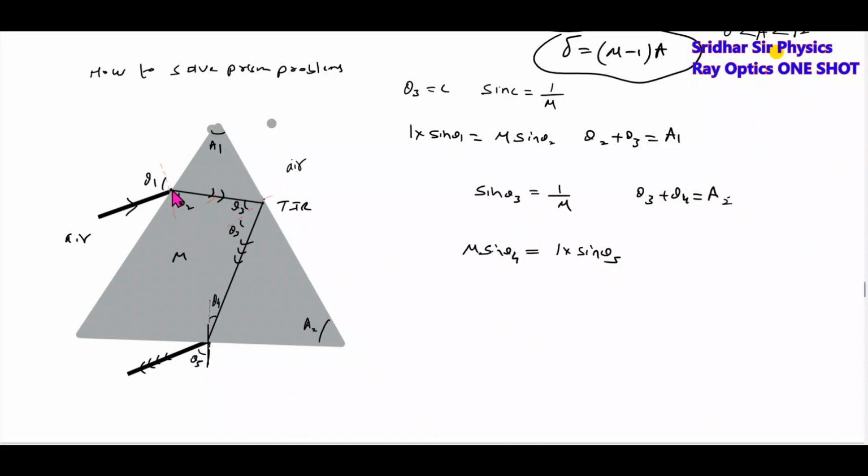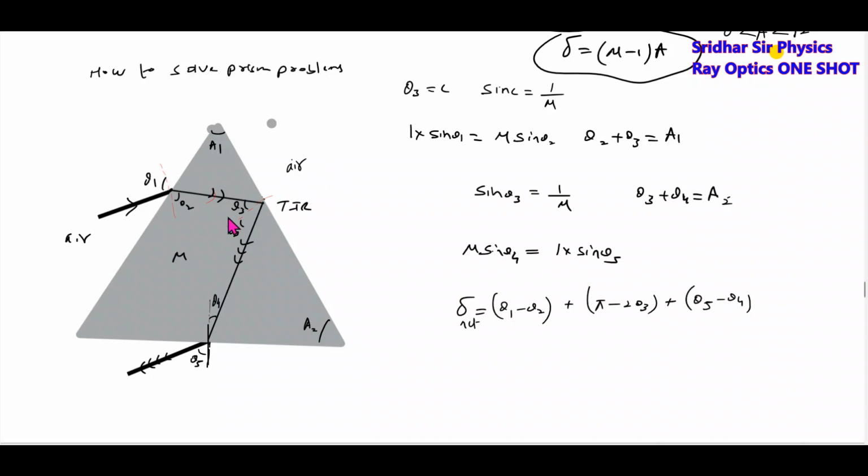So what is the deviation suffered by the ray here? The deviation here, moving from rarer to denser, is theta 1 minus theta 2. It will undergo TIR, and this will be pi minus 2 theta 3. Moving from denser to rarer, theta 5 minus theta 4. This will be the net deviation. Then any unknown things you can solve. You just have to apply Snell's law of refraction here.